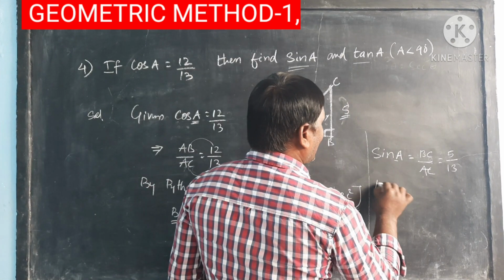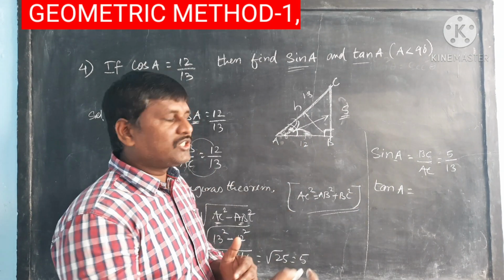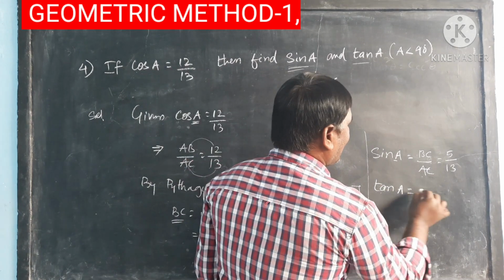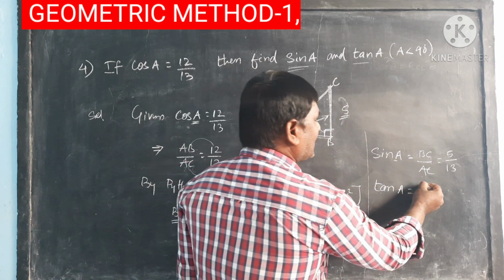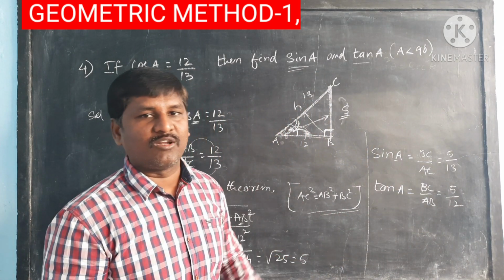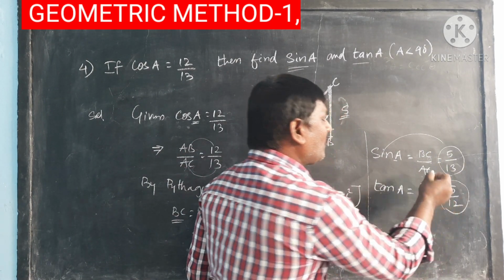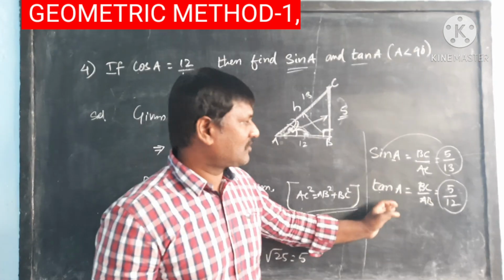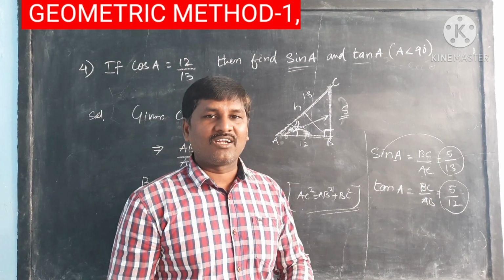Now we can find tan A. We know that tan of angle A is opposite to angle A by adjacent to angle A, that is BC by AB. So tan A is equal to BC by AB. Now we can substitute the values: BC is equal to 5, AB is 12. So these are the values you can find in method 1: sin A is equal to 5 by 13 and tan A is equal to 5 by 12. Now let us see whether we get the same answers in the other method, the application of trigonometric identities. Now let us do method 2.